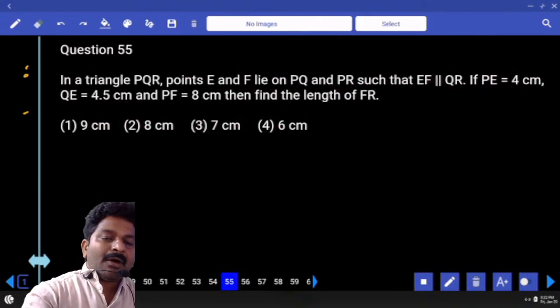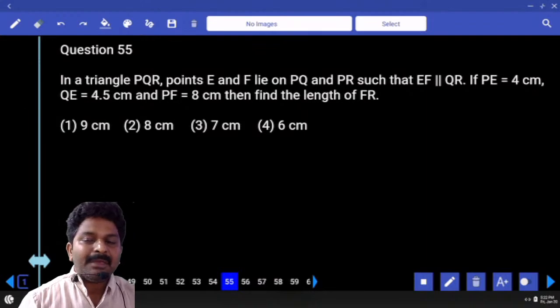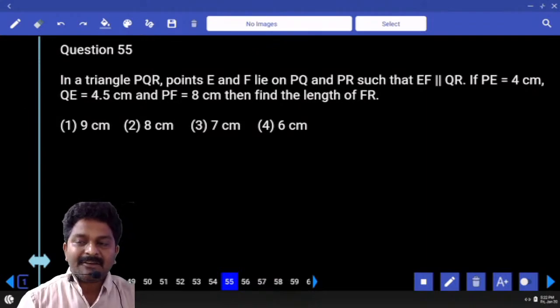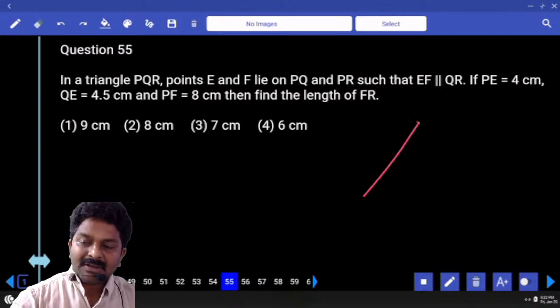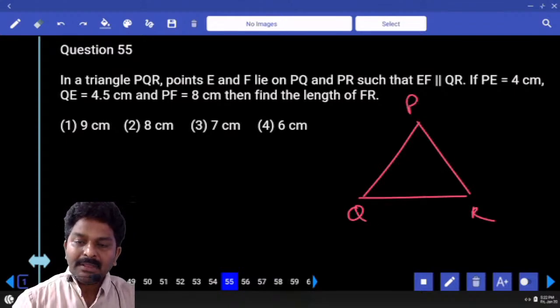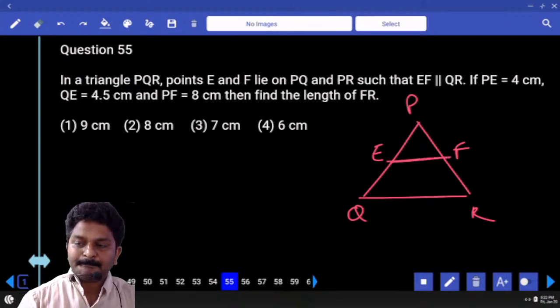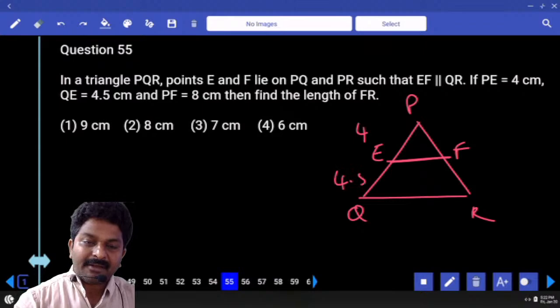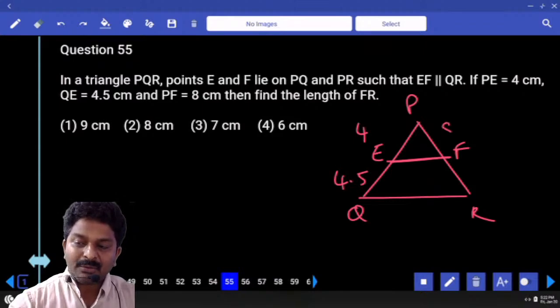In a triangle PQR, points E and F lie on PQ and PR such that EF is parallel to QR. So let me first draw triangle PQR. E is a point on PQ, F is a point on PR, and it is given that EF is parallel to QR. If PE is equal to 4, QE is equal to 4.5, PF is equal to 8, FR is equal to how much?